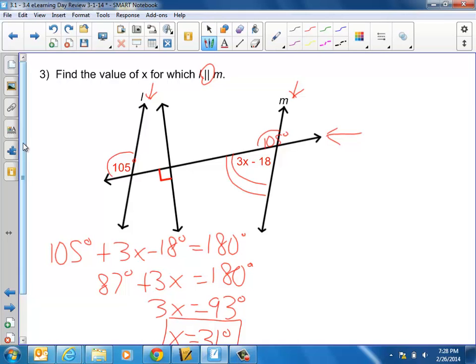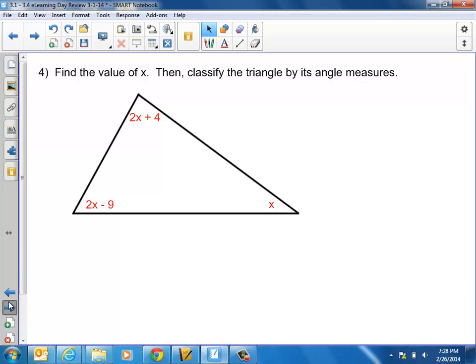Well, if L and M are parallel again, we could use this idea that corresponding angles here and here are congruent, and that saves the day. So really, that's not going anywhere, guys. You've got to be able to be comfortable with same side interior, alternate interior, or corresponding angles, depending upon the situation. All right, 4 here, 2 to go.